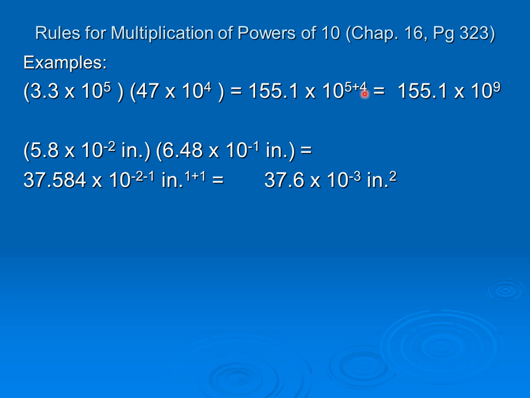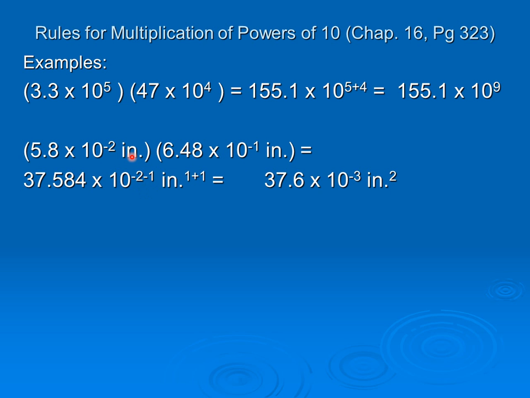Don't forget, if you multiply two 10 to the power exponents, the powers get added. There was 10 to the 5 and 10 to the 4. Look at this, we added the powers. In case of multiplication, you add the powers when you are multiplying the exponents. So at the end, you will have 155.1 times 10 to the 9. Similarly here, you multiply 5.8 and 6.48 and you get 37.584. The powers get added, so negative 2 plus negative 1.